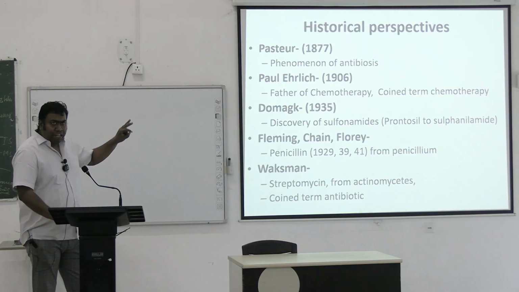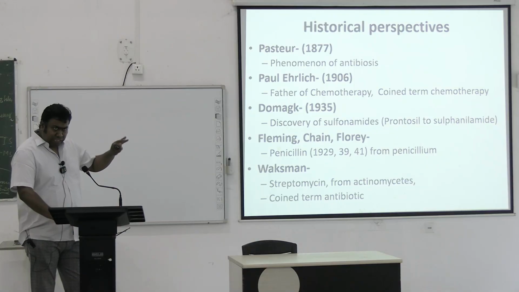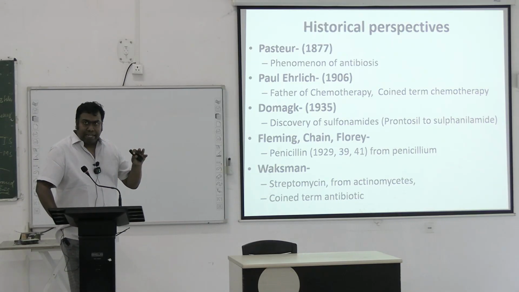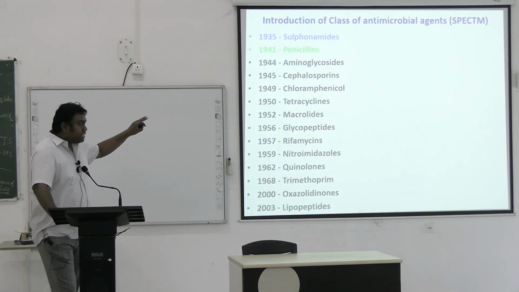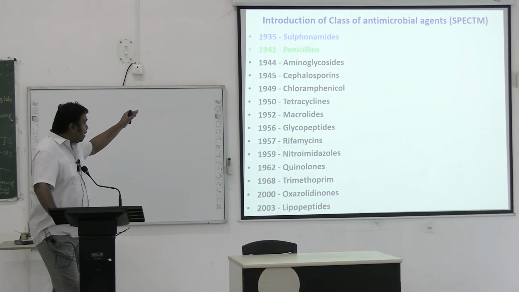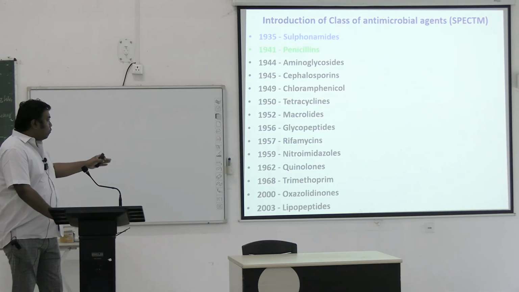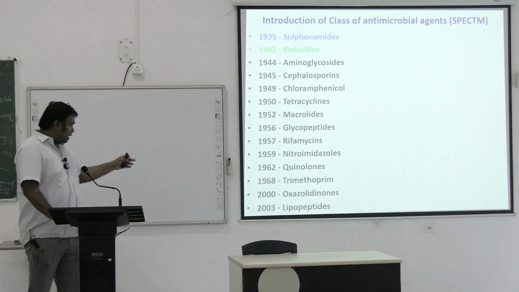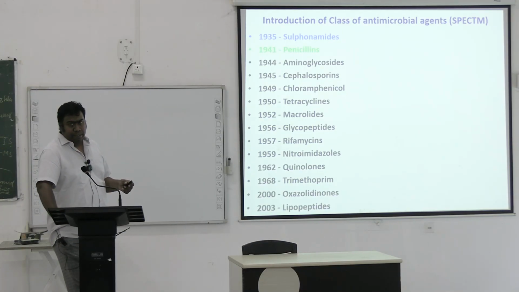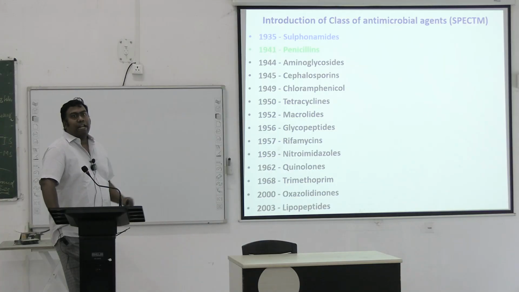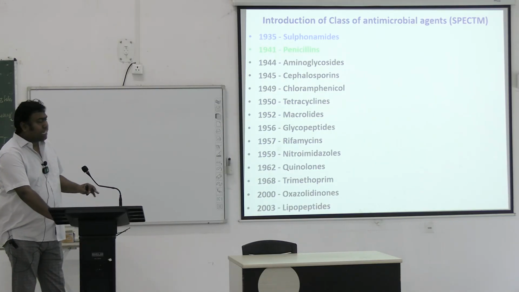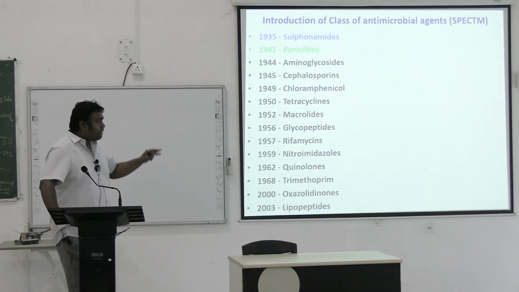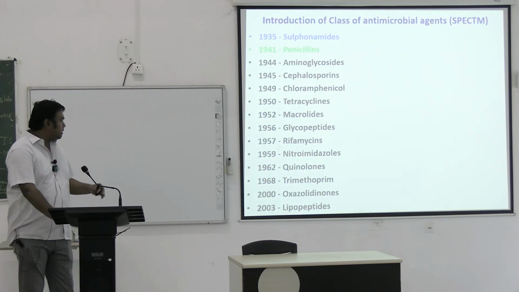So this is the development of different antibiotics from 1877 till date. First sulfonamide, followed by penicillin, then aminoglycoside, cephalosporin, chloramphenicol, up to 2003 when lipopeptides were developed. So first you have to remember, the first antibiotic developed is not penicillin but the sulfonamides. Not penicillin but sulfonamide is the first antibiotic for clinical use, followed by penicillin. After that, aminoglycoside, cephalosporin, chloramphenicol.